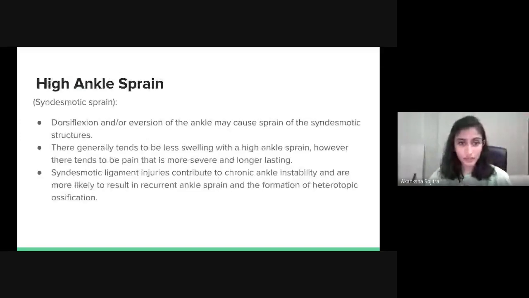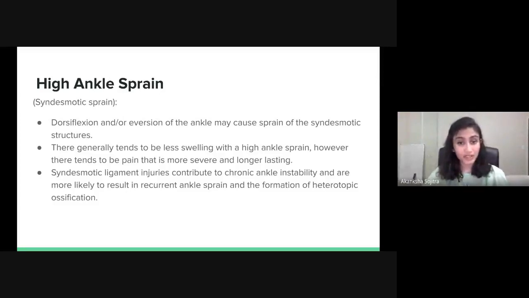Now, high ankle sprains, that's the syndesmotic sprains. These happen when you land, at times in a dorsiflexion and an eversion mechanism, and cause sprain of that syndesmotic structure, which is formed by the tibia and fibula. These generally tend to be less swelling in the high ankle sprains, and you can do the squeeze test to find out if there is a syndesmotic injury.